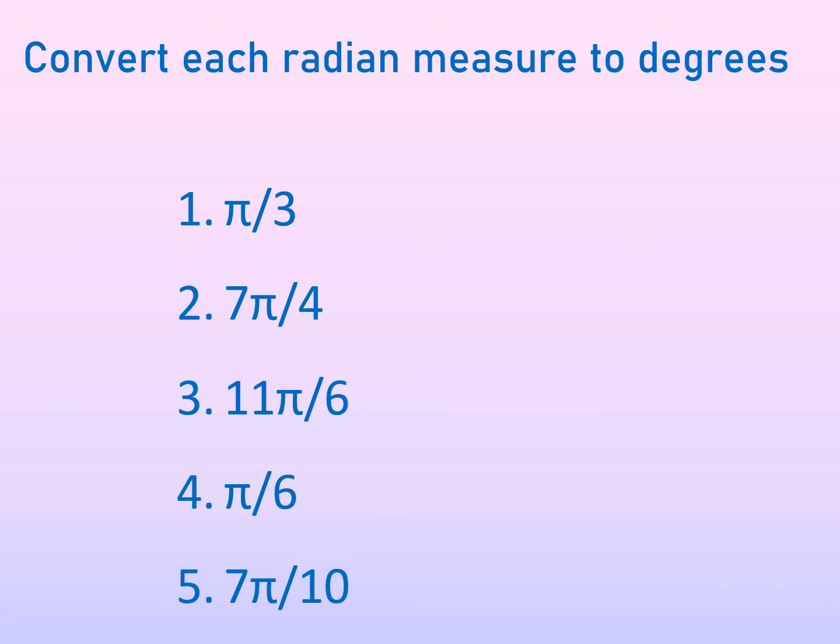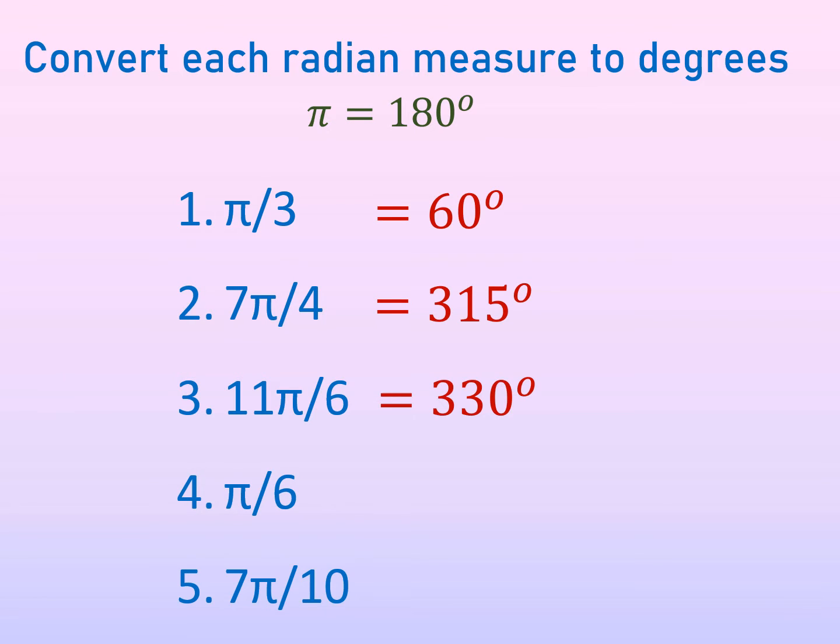So let us recall how to convert each radian measure to degrees. Remember that pi is equal to 180 degrees. So pi over 3 equals 60 degrees. 7 pi over 4 equals 315 degrees. 11 pi over 6 equals 330 degrees. Pi over 6 equals 30 degrees. 7 pi over 10 equals 126 degrees.